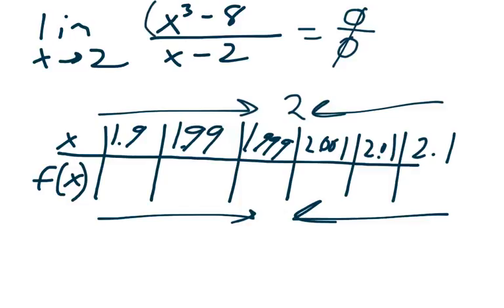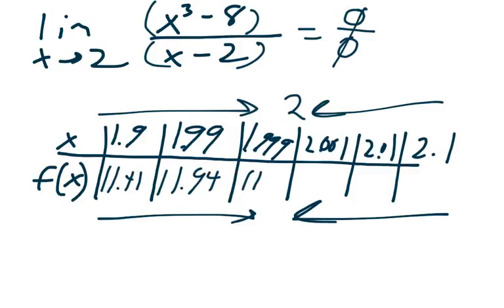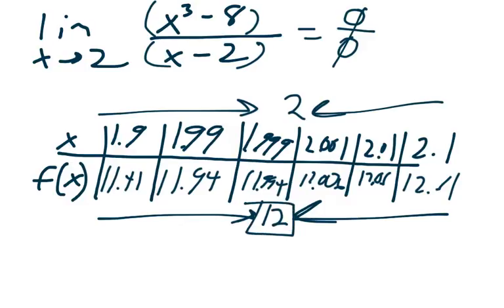Now, of course, I'm going to remind you, make sure you put parentheses around the numerator and denominator whenever you plug these in. And so I'm going to start this off with 11.41, 11.94, 11.994, 12.006, 12.06, and 12.61, which means that as the x values got closer and closer to 2 in the middle, the outputs got closer and closer to 12. And that's how we numerically do this.